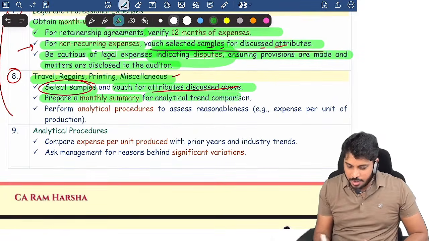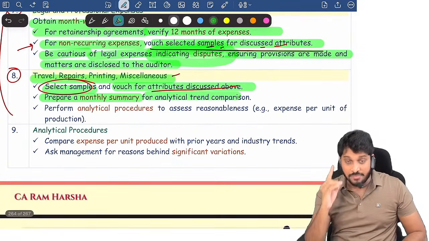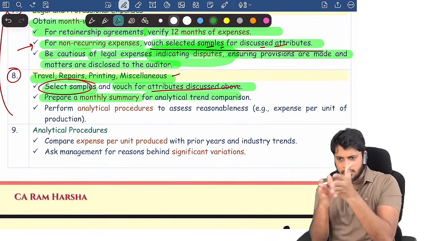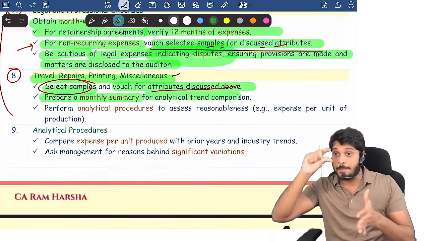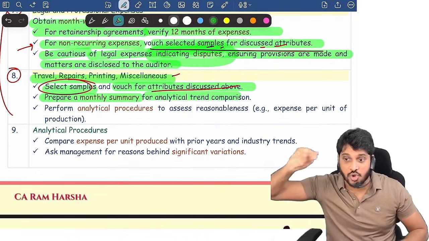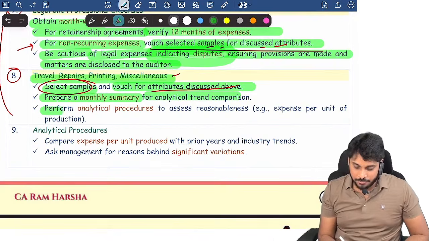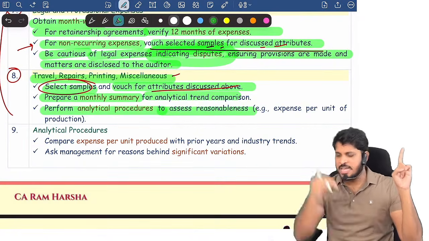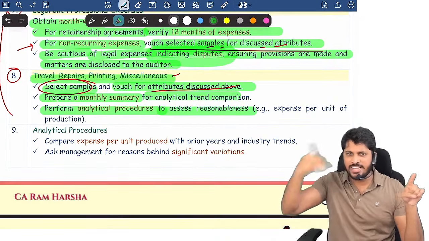Prepare a monthly summary for analytical trend comparison. So April month, how much travel expenditure? May, how much travel? June, how much travel? July, how much travel? In a particular month, why is there so much travel expenditure? Investigate. Perform analytical procedure to check reasonableness. Last year, how much travel expenditure did we spend? This year, how much travel expenditure did we spend? Why is there a difference?